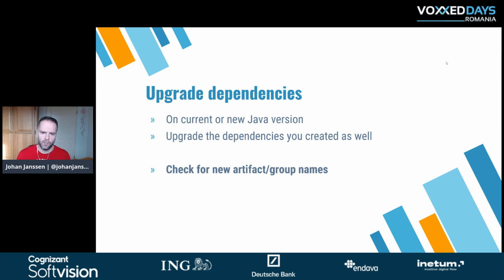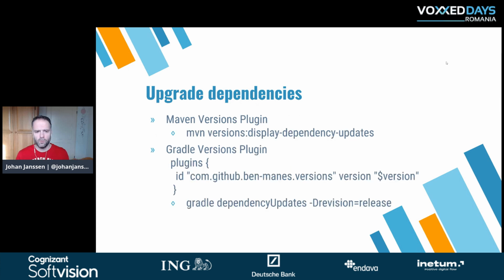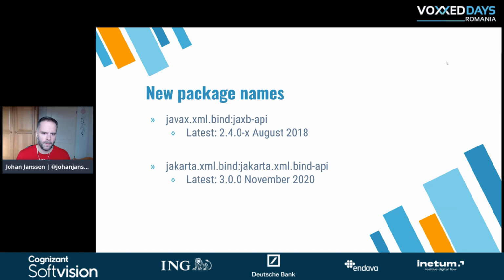And make sure that you also check for new artifact or group names. Sometimes dependencies get a new name because they are forked. And for instance, Java EE is nowadays called Jakarta, so there are some new versions. So there are some tools available to make sure that you upgrade to the latest version. You can use these versions plugins to see what the latest versions are that are available, but there are also plugins available that automatically upgrade all your code or dependencies to the latest version, such as tools like Renovate, which creates pull requests for you.